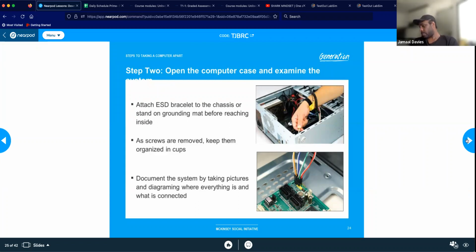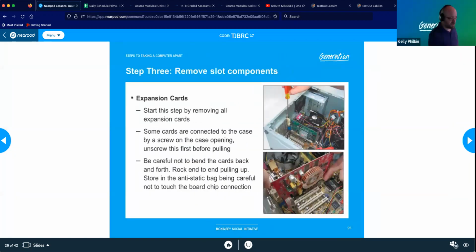All right. Again, continue to take pictures along the way. First, we're going to want to start hitting those expansion cards. They may have a plug if they need additional power, but a lot of times it's just a simple screw, and then we can remove the cards.